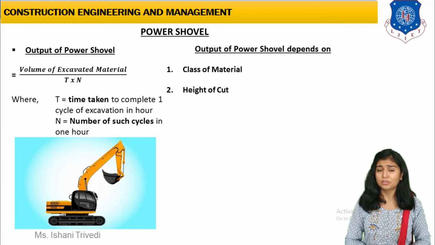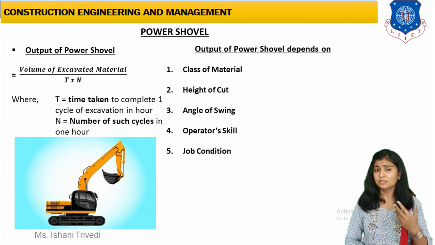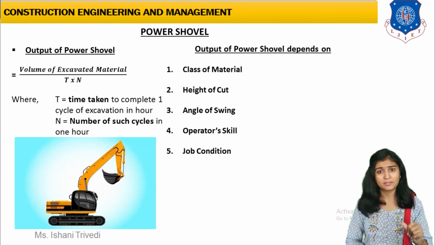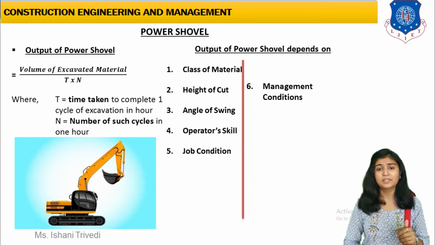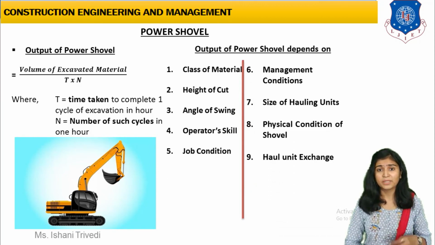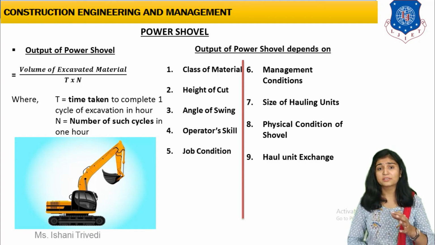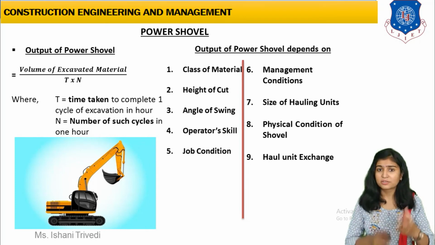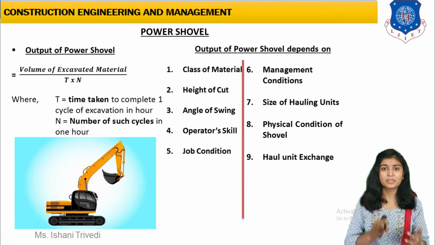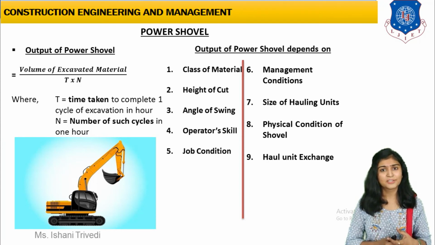Now, output will also depend on certain factors. Not just power shovel, for every equipment the output depends on various factors. I already said previously that operator skill also matters in all type of equipment, so that is ultimately here one of the factors. Also the type of the job, what type of job you are performing, meaning what is the capacity of the area, what is the type of soil you are dealing with, what is the quantity of the work which you want, so that is your job condition. There are certain factors from this which will be common for all type of equipment when we are talking about its output. So first we have this class of material, right?